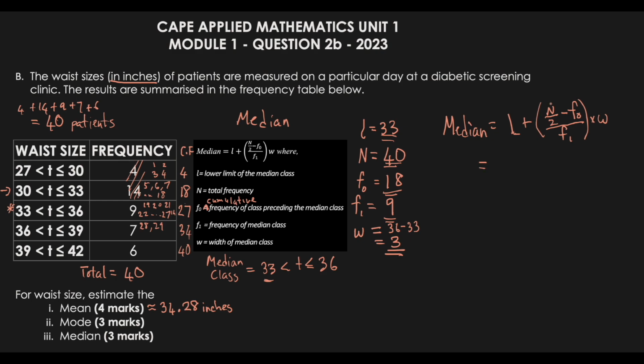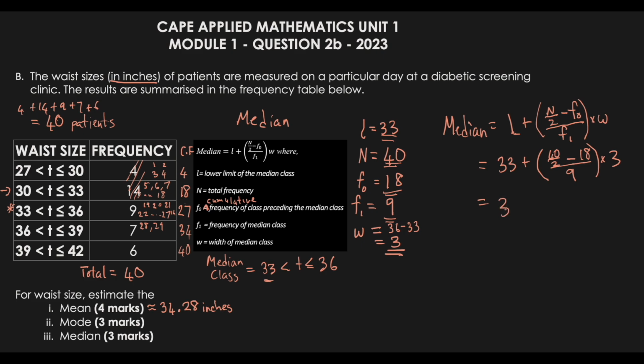In essence, not getting too deep into this, but basically this is just a little proportion of the width, and they do it based off of the size of that particular thing, which is 9. So then we have L would be 33 plus N divided by 2. So that would be 40 over 2 minus 18 over frequency 1, which is 9. And that will be multiplied by the width, which is 3.